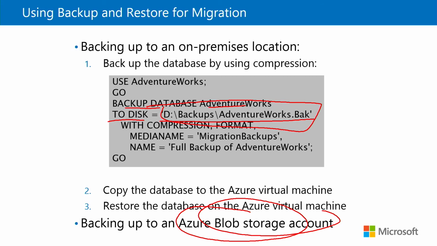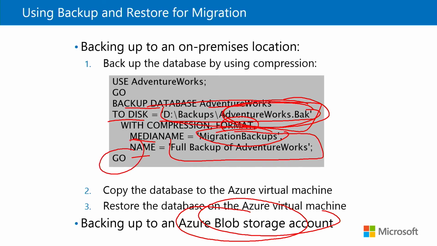With compression, the format is going to overwrite anything else in this file. We give it a name. This is going to be for migration. That's the media name that it's going to create for this file. We give it a name for the backup right there, and then we run it. All right. So what that's going to do is create a file called adventureworks.bak in the d:\backups folder. I would then copy that.